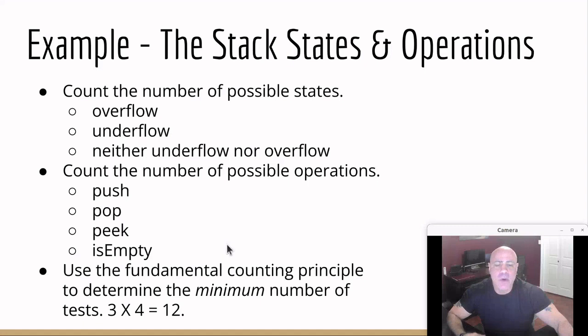Now what are the number of possible operations? Push, pop, peek, and is empty. Those are the only methods that we created. Those are the only things possible for the user to do with these things, so we know. So what does that mean? How many specific tests do we have to go through? Minimum 12. 3 times 4 is 12, okay?